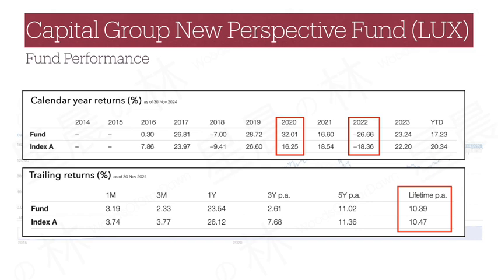On trailing returns basis, the fund has been keeping close to the benchmark, with 10.39% per annum since inception in 2015, compared to the benchmark of 10.47%. Looking at calendar year basis, we can observe that besides the significant outperformance in 2020 and the underperformance in 2022, for the rest of the years, the fund had not deviated from the benchmark performance too much. If we are looking at institutional share class, the fund would have outperformed the benchmark slightly through the years with a lower management fee.